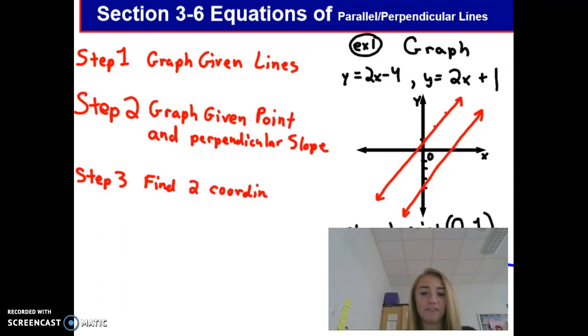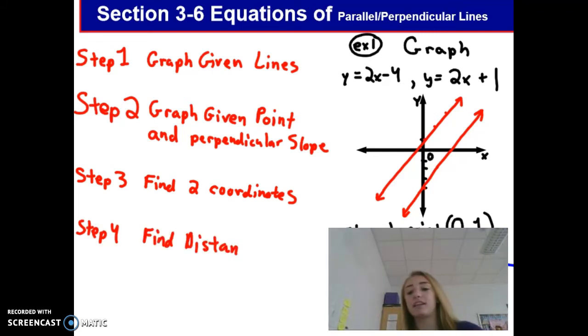And then step 3, you find two coordinates. Step 4, you find the two coordinates that work, and you put in the perpendicular slopes. And then you find the distance, which is d equals the square root of (x1 minus x2) squared plus (y1 minus y2) squared. That's the formula, I just gave it to you.